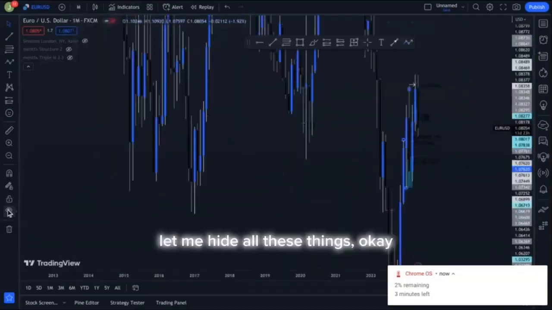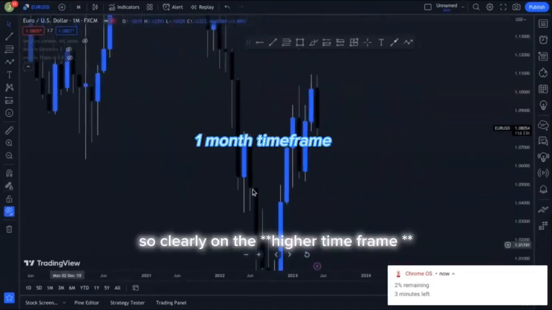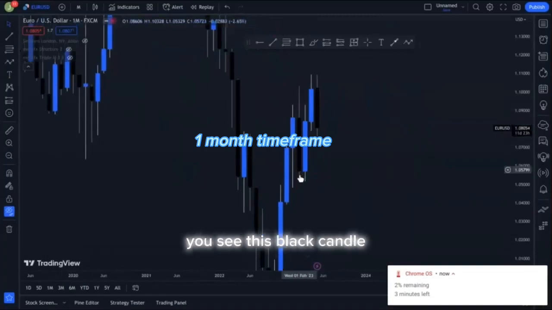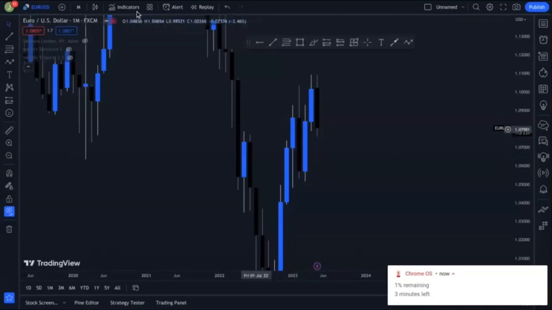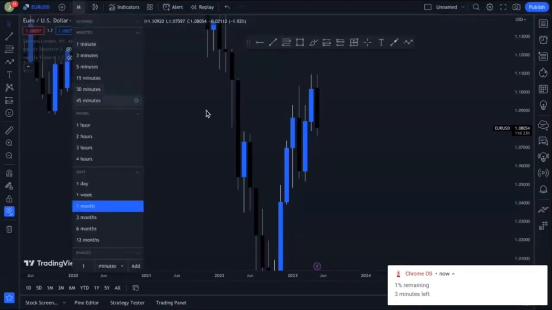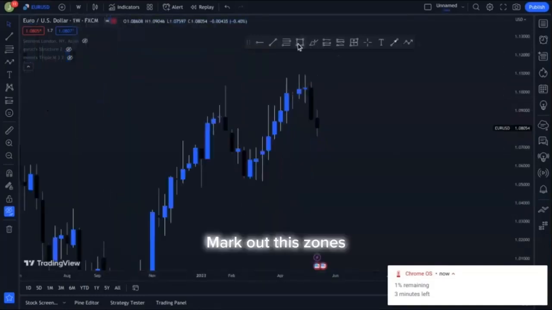Let me hide all these things. Okay. So clearly on the lower time frame, you see this black candle, this bullishness, inducement, break of structure, these two blue candles, and pretty much a retracement back to this order block, the deeper side of this order block. So that's what the monthly time frame is saying. Go back to the weekly, mark out these zones.